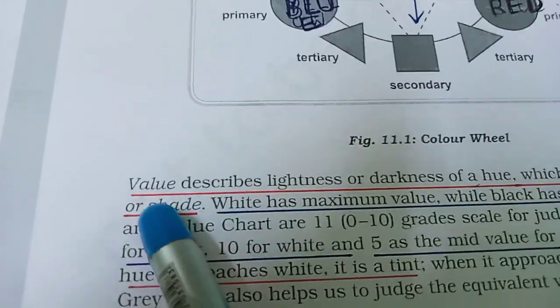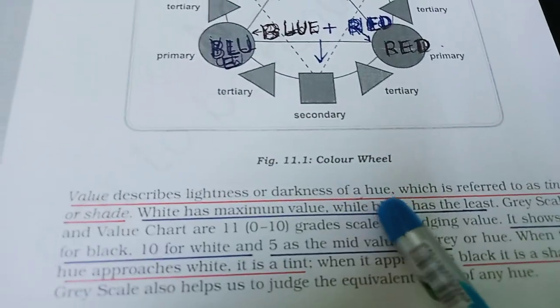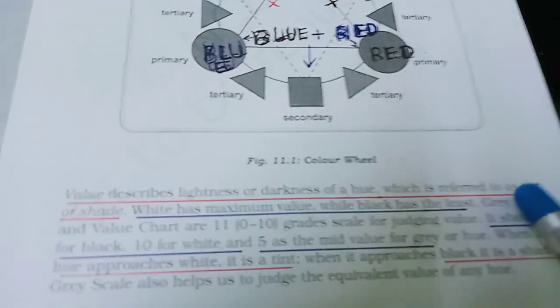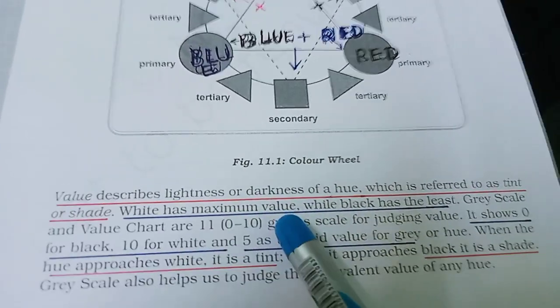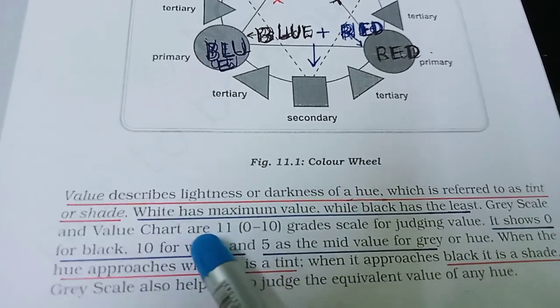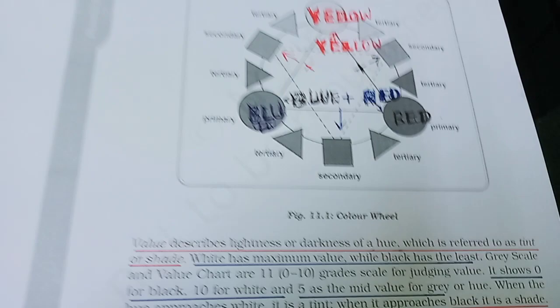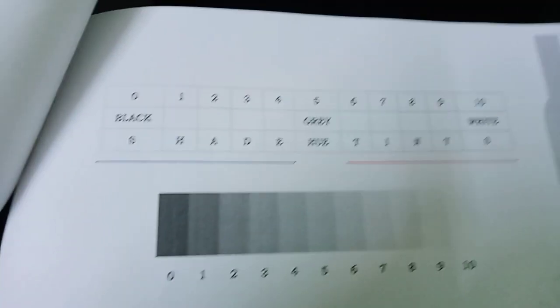Now next is value or intensity. So this value describes the lightness or darkness of a hue or color, which is referred to as tint or shade. So white has maximum value, which is 10, and black has minimum value, which is 0. So this is a color wheel. Designer should know this. So this is a chart.